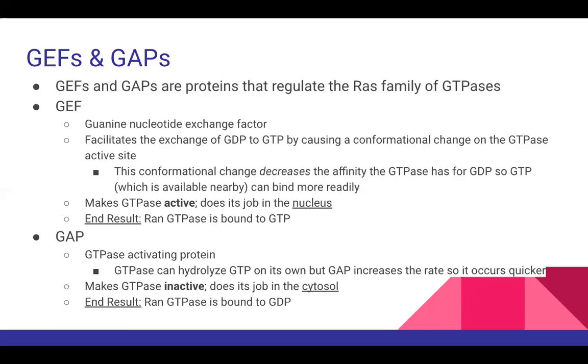The other protein is a GAP, and again, look at the name: it's a GTPase activating protein. What it does is basically hydrolyze GTP to GDP. RAS can do that by itself, but GAP acts as a sort of enzyme to make it go faster. So the end result is it makes RAS inactive, so it can do its job in the cytosol. And the end result is RAN is bound to GDP.